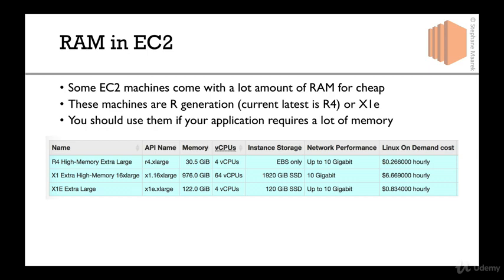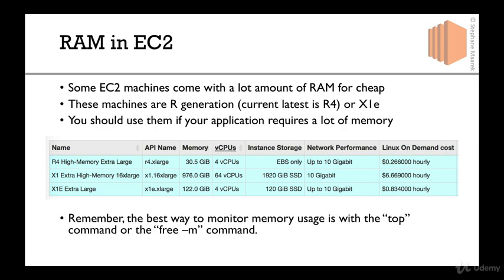Now, if you look at the Linux on-demand cost, it's very expensive, okay? So more RAM means more money, but these kinds of instances, R and X1, give you the best price point for the amount of RAM they provide. So let's just run a few commands. I'll show you what RAM looks like in our EC2 machine, and we'll monitor RAM and figure things out, okay?